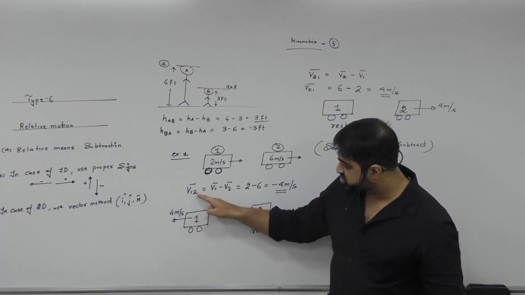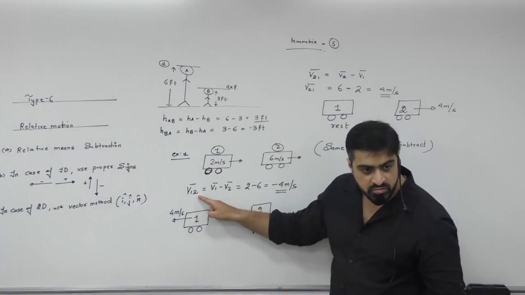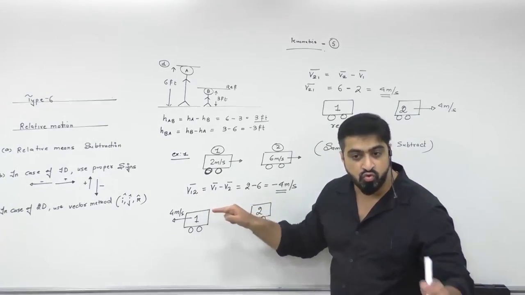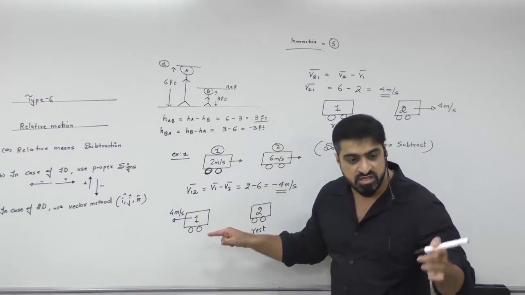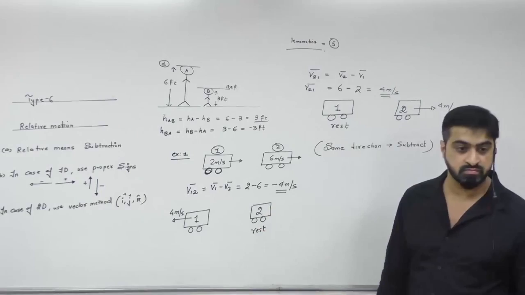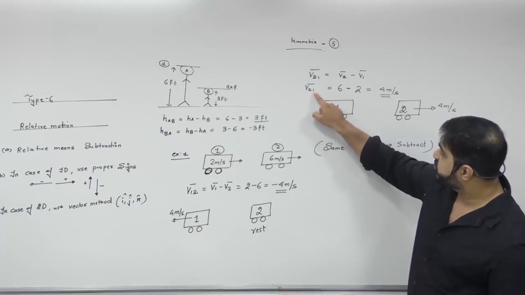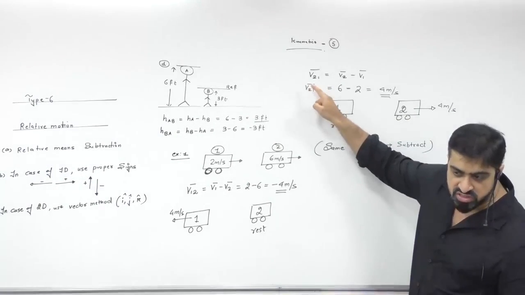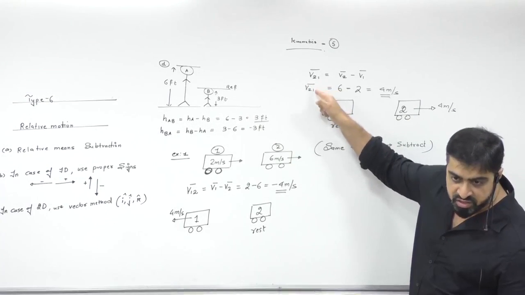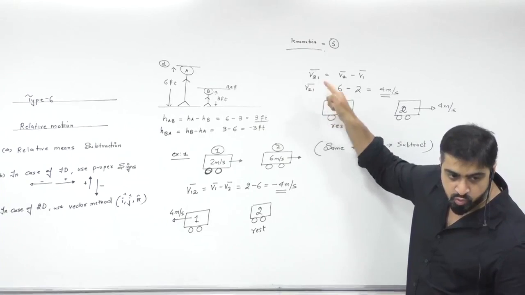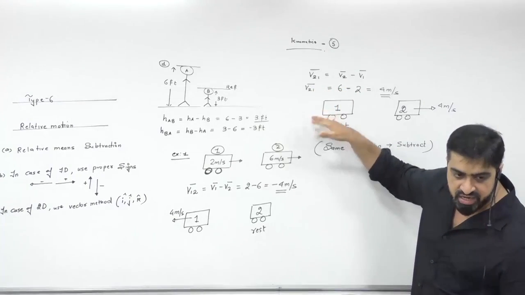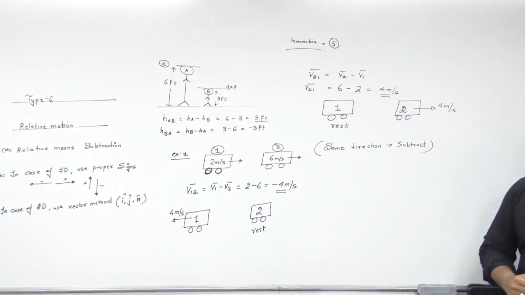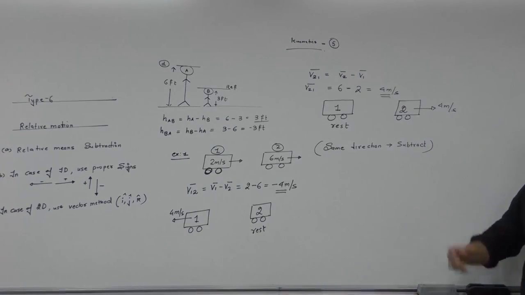Velocity of 1 with respect to 2 means who is looking at whom? 2 is looking at 1. Whoever is looking is assumed to be at rest. V21 bar means who is looking at who? This is velocity of 2 with respect to 1, so 1 is looking at 2. So 1 is assumed to be at rest. Are you getting it?